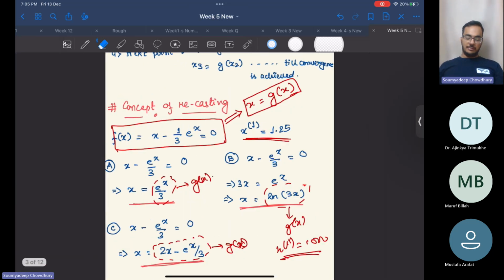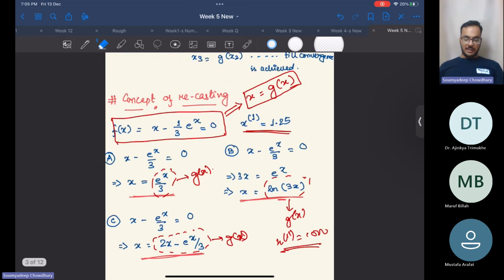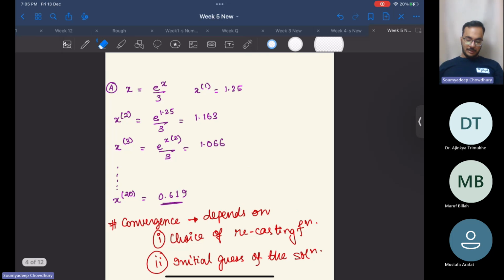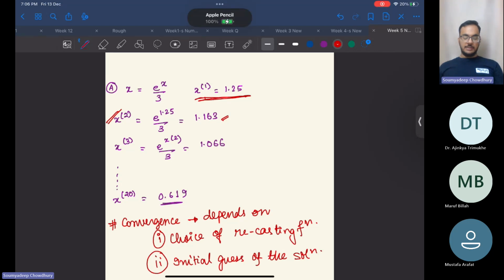Now we will see, with each recasting function, what my convergence rate is, whether my solution is converging at all, or whether it is diverging. For the first one, x equals e power x by 3, we first take x of 1 equals 1.25 as the initial value and substitute it in the recasting function. So x of 2 will be e power 1.25 by 3, which is 1.163. Like this, x of 3 is e power 1.163 by 3, and we go on substituting until we achieve convergence. After around 20 iterations, we get the solution, which is 0.619.